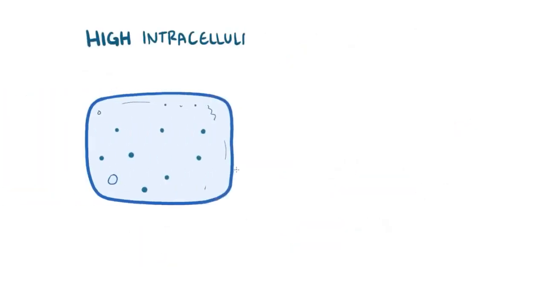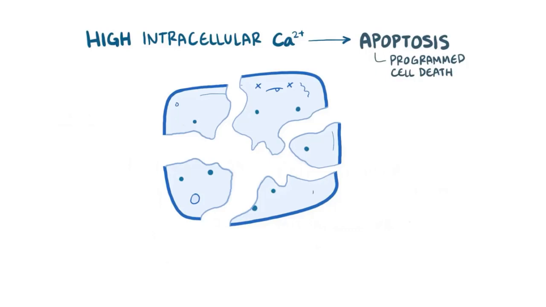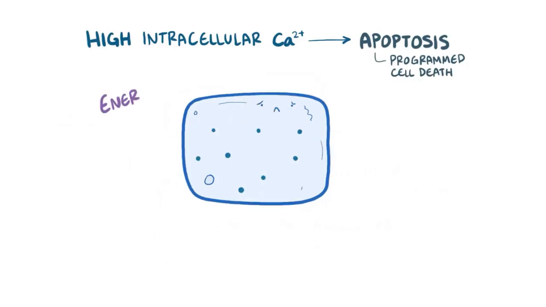High levels of intracellular calcium causes cells to die. In fact, that's exactly what happens during apoptosis, also known as programmed cell death. For that reason, cells end up using a ton of energy just to keep their intracellular calcium levels low.